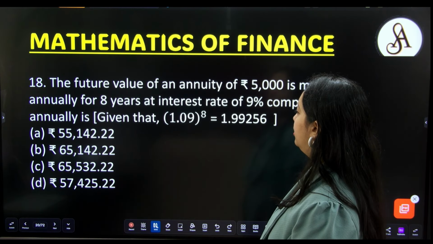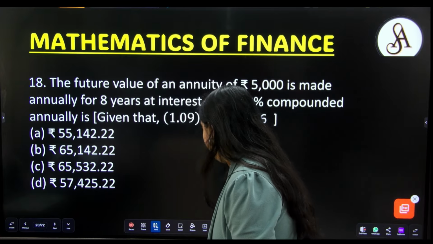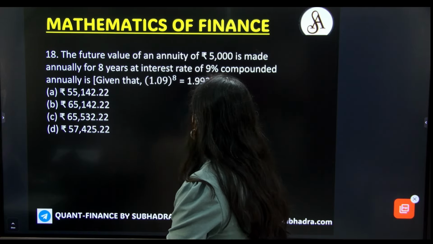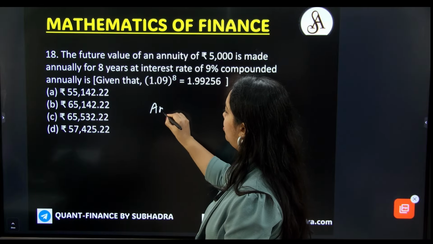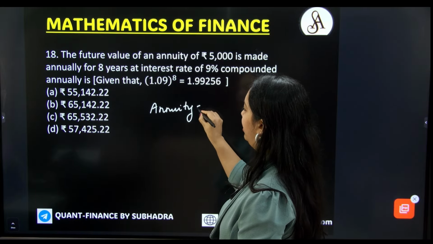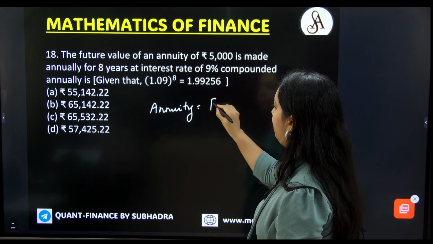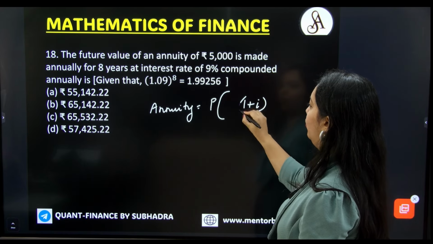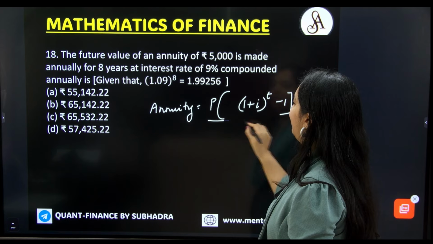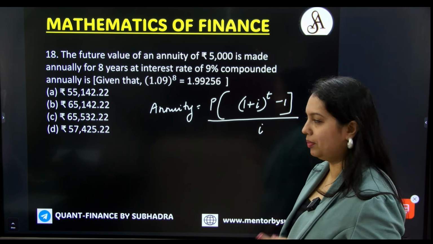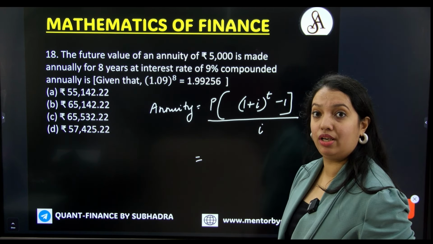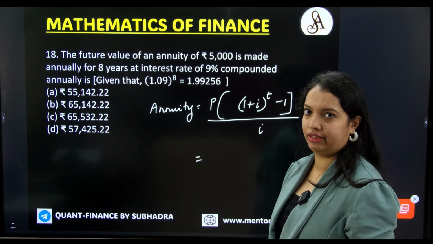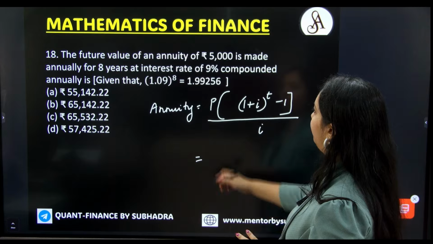Next question. The future value of annuity of 5,000 rupees made annually. Now, what is the future value of annuity formula? We have done in the class. This will be P of 1 plus I whole power t minus 1 divided by I. This is the formula we use. If you just do numerator, you are going to get compound interest. Compound interest divided by interest, you are going to get future value of annuity.